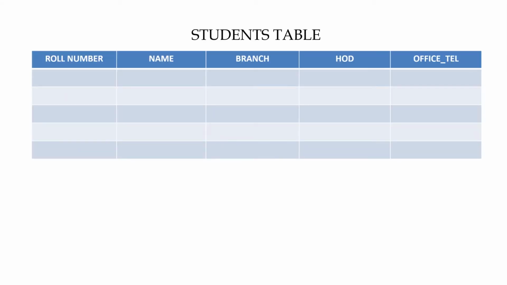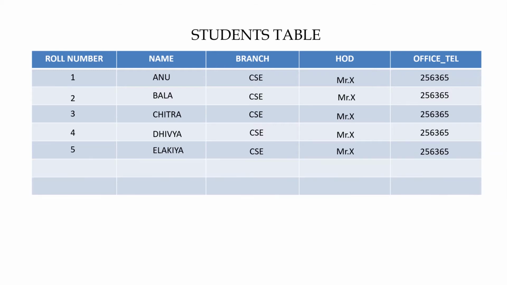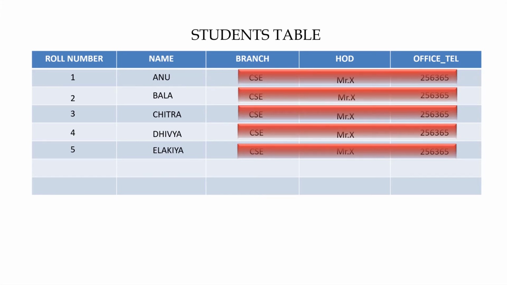Now let us consider a student table with attributes like roll number, name, branch, HOD and office telephone number. Now let us add some data. Okay, now I have added these details. You can see that the branch, HOD and office telephone number data is repeated for each entry of name and roll number. If I try to insert more values, the branch details, HOD and office telephone number will be repeated. So this is repetition of the data.